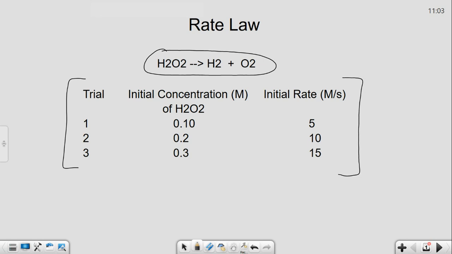So here's the deal with the rate law itself. It can only be determined experimentally. There's no real pure, theoretical way to do it. And there's a very good reason for that. It's because it's just too complicated.